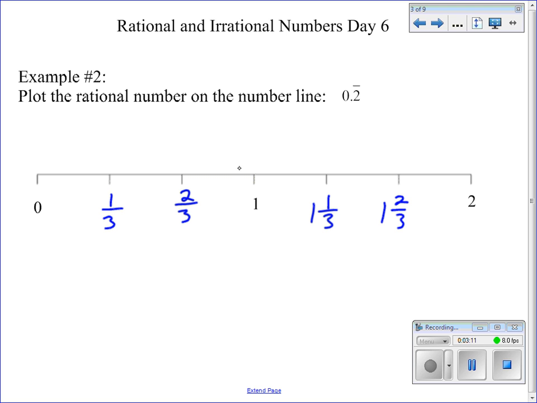So 0.2, well, if we convert these to decimals, 1 divided by 3 gives us 0.3 repeating. 2 divided by 3 gives us 0.6 repeating. Now we can obviously see that 0.2 is going to fall in between 0 and 0.3 repeating, and it's going to be not quite as close to the 0.3, so I'm going to put it right about there and label it as 0.2 repeating. I was now able to graph 0.2 repeating on the number line correctly, even when I was missing some of the intervals.